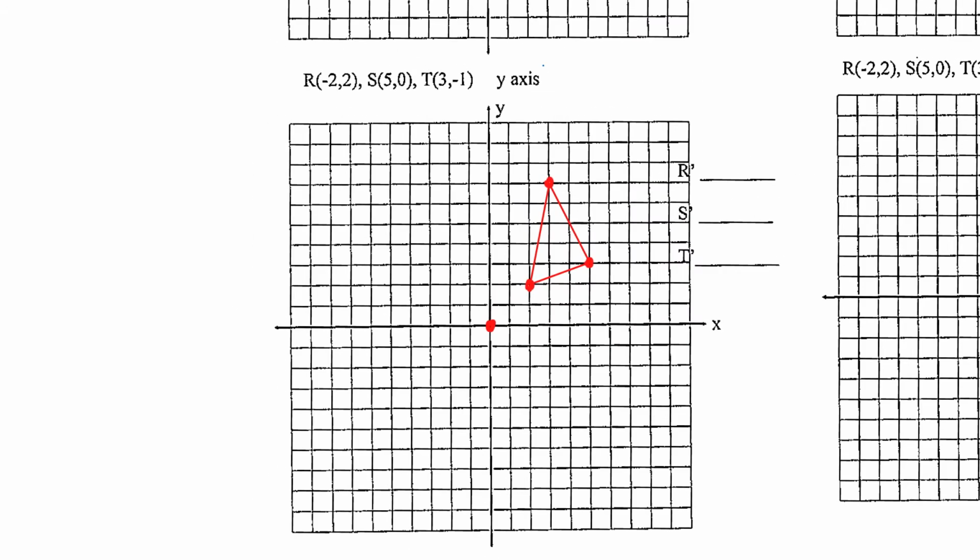Okay, on this one, we are reflecting over the y-axis. So the y-axis is this one right here. How far away is this point? 2. So I'm going to go 2 the other way. This one up here is 3 away, so 1, 2, 3 there. And then this one is 1, 2, 3, 4, 5. So 1, 2, 3, 4, 5. Like that.